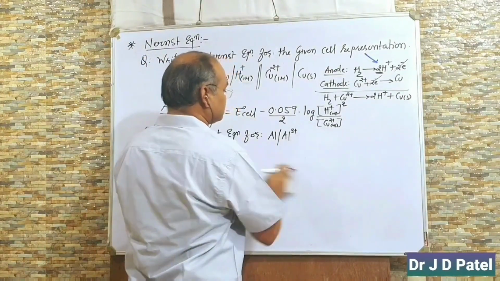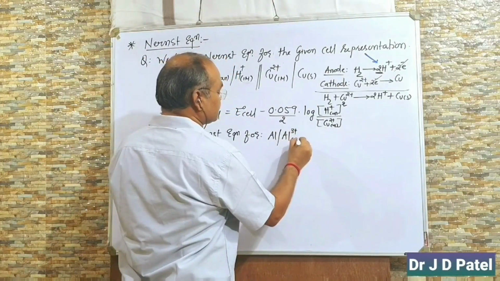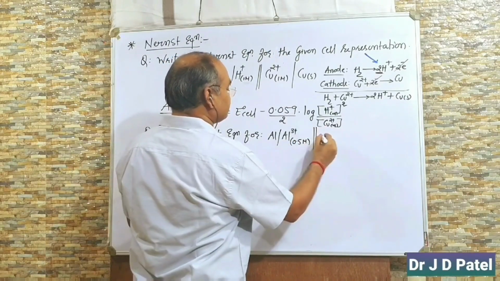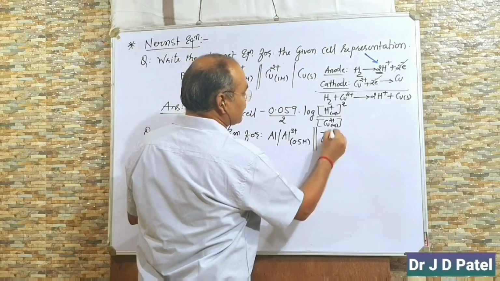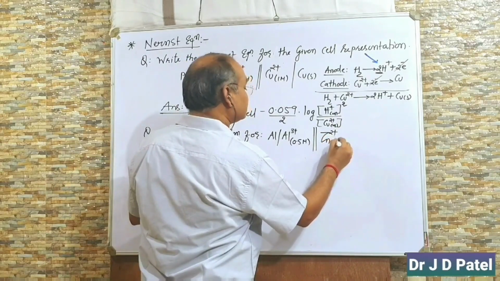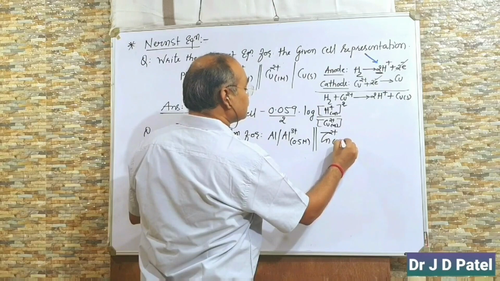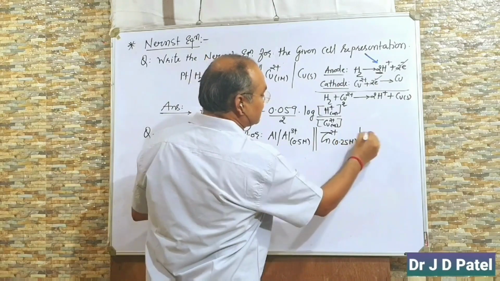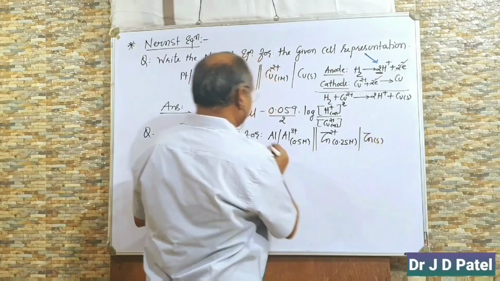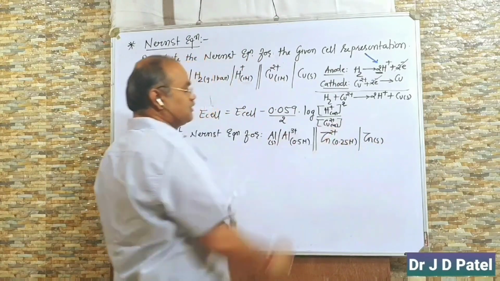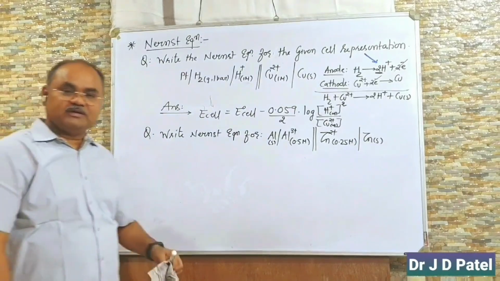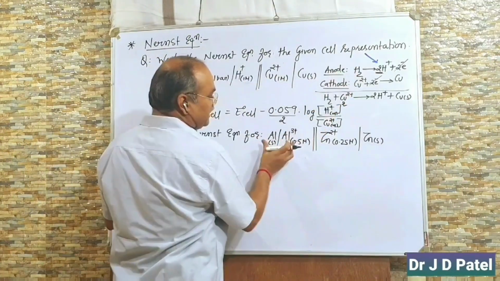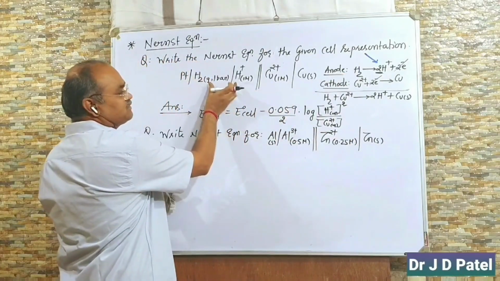0.5 molar double slash Zn2+ 0.25 molar, oblique Zn solid. This is aluminum solid. For this you want to write a Nernst equation. How will you write? I told you whenever these different types of electrodes are given, here it is +1, here it is 2+, here it is +3, here it is +2. Then it is better to write the equation.